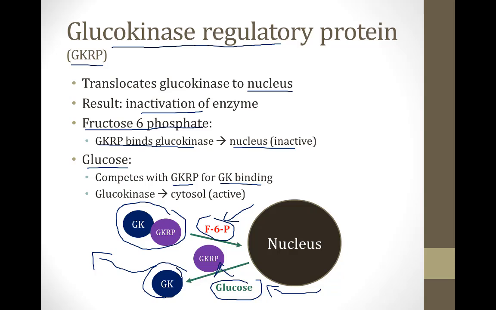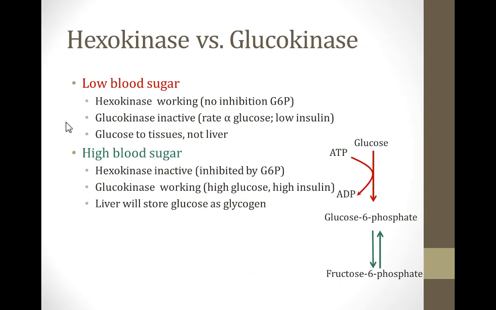Otherwise, if there's glucose around, no matter what fructose 6-phosphate tries to do, glucokinase will make its way to the cytosol and be active. So another way that can help you keep the functions of hexokinase and glucokinase straight is to think about how they operate in the settings of low blood sugar and high blood sugar. So when you have low blood sugar, for example, in the fasting state, hexokinase found in most tissues of the body is still working. There's a relatively low level of glucose 6-phosphate, and therefore hexokinase is phosphorylating glucose whenever it can get its hands on it.